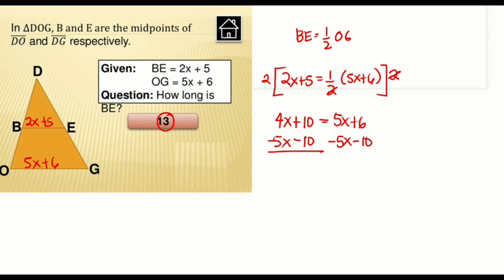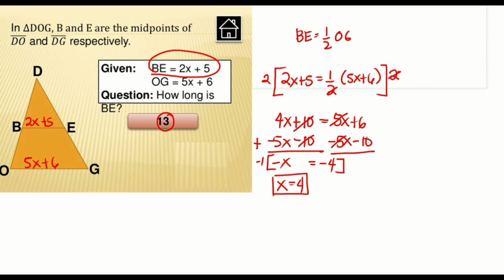So 4x minus 5x, that is negative x. This one produces 0 pair and also this one. So 6 minus 10, that is negative 4. Divide both sides of the equation by negative 1. X is equal to positive 4. But this is not yet the answer. We're going to answer the question, how long is segment BE?